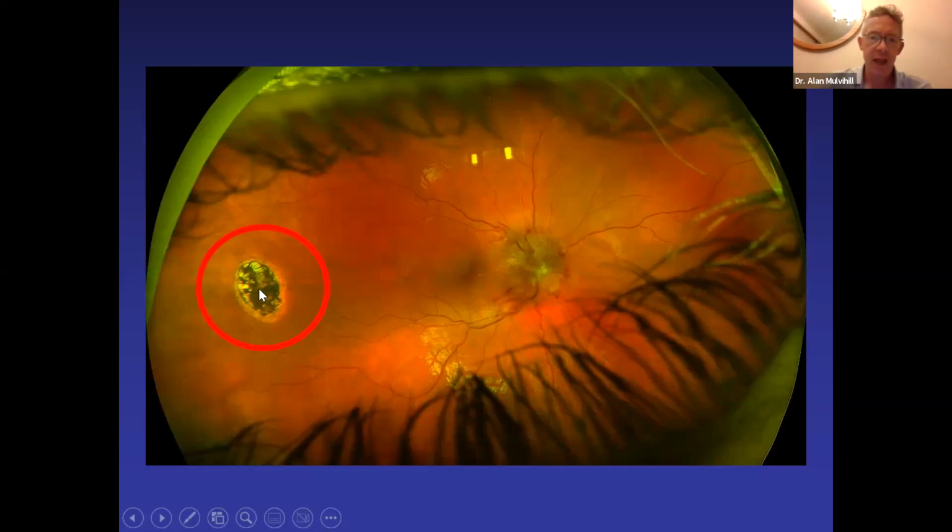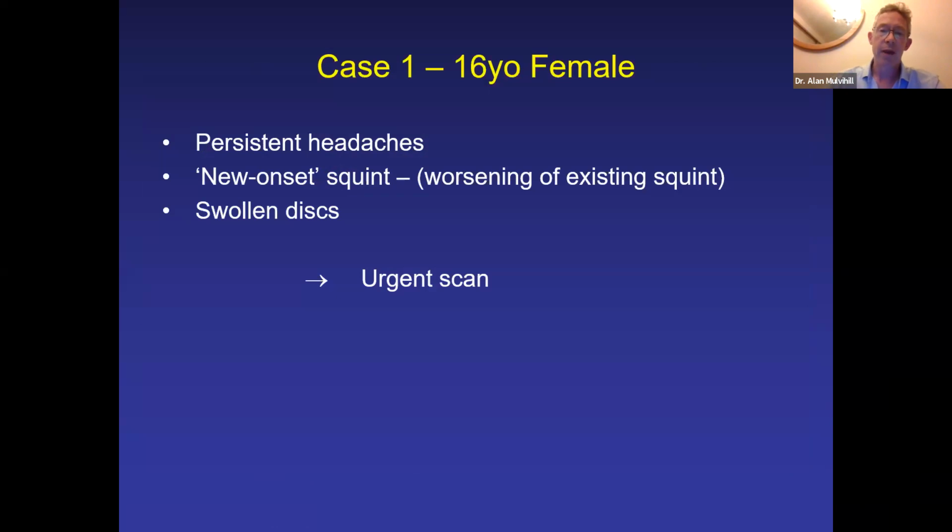This thing here is a congenital spot in the eye. It could either be a harmless congenital anomaly or possibly a small toxoplasmosis scar, because we see those quite commonly in the eyes, but it's unconnected with the current presentation. So to summarize, this young lady had persistent headaches, new or worsening of an existing squint, and swollen optic discs.